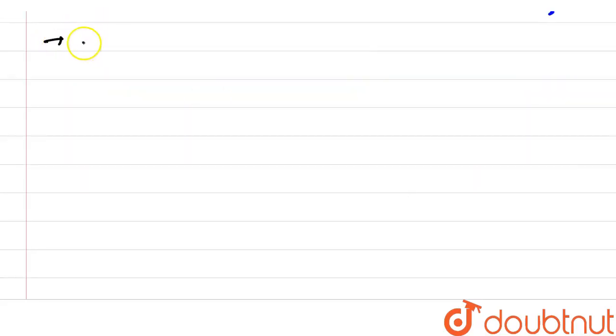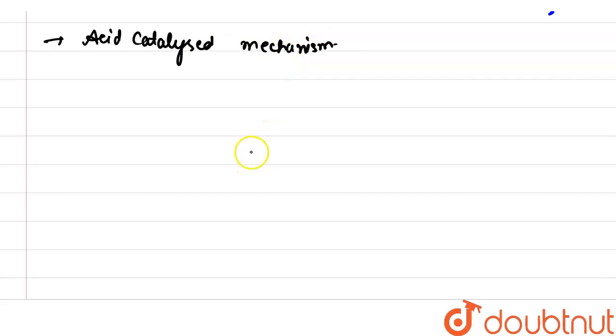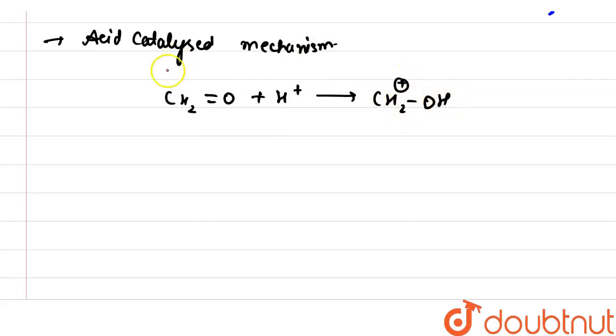First, see the acid catalyzed mechanism. In the first step, formaldehyde is treated with acidic H positive, it forms a carbocation. CH2 double bond O plus H positive will form CH2 positive OH. This is the first step. In the second step, the formed carbocation compound is treated with phenol, which is OH. It contains a lone pair.